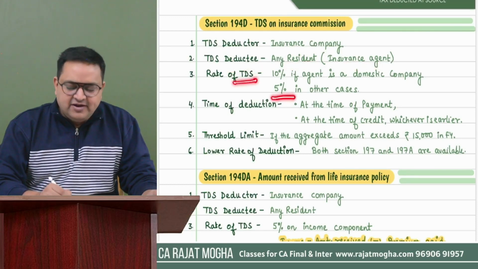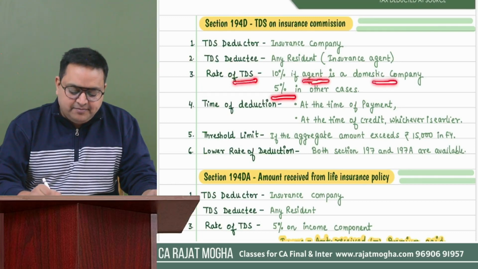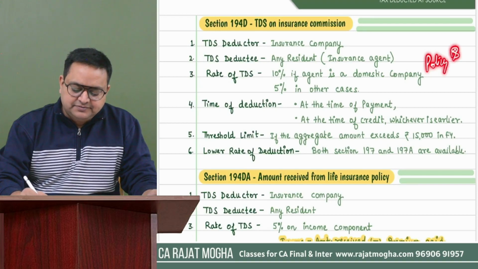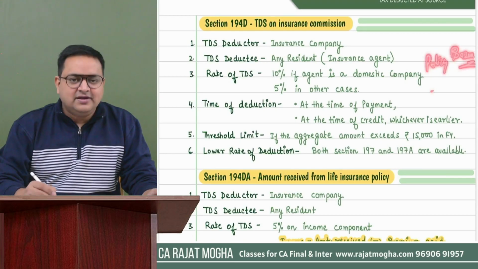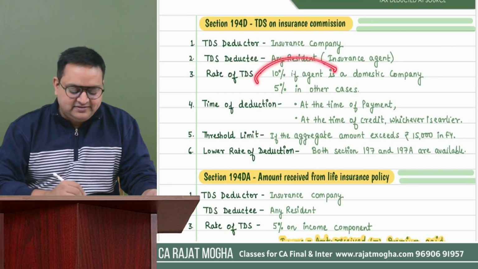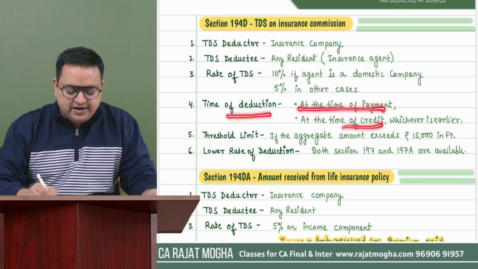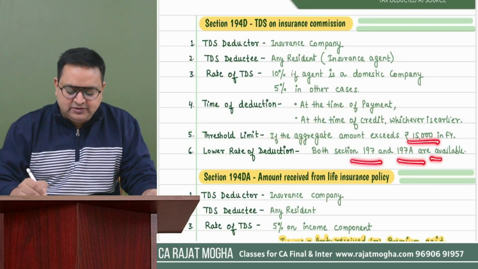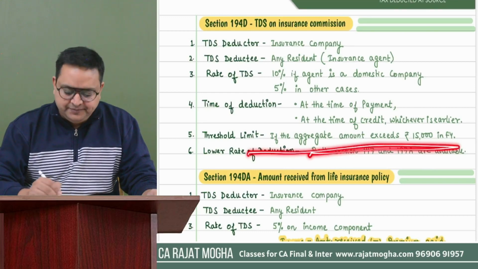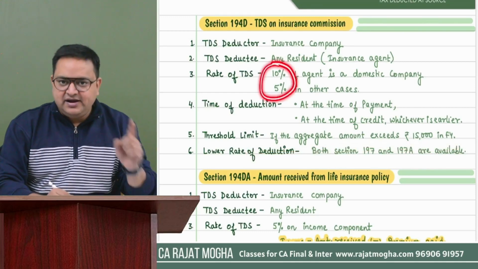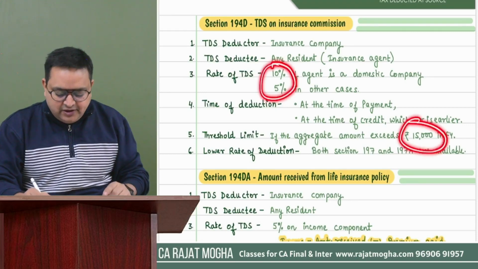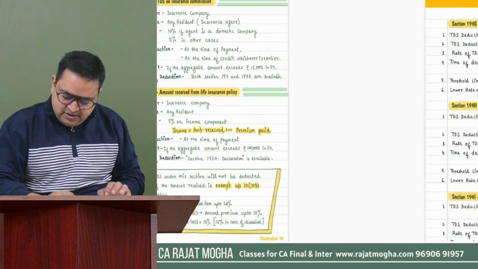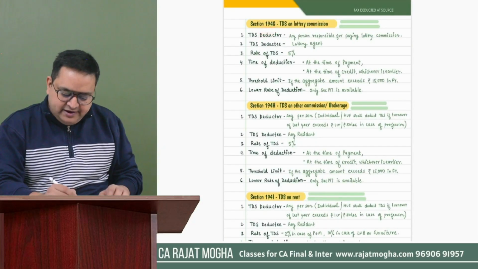The rate of TDS is generally 5%, but if that agent is a domestic company, let's say for example Policy Bazaar, so you can write it over here, example Policy Bazaar, then 10% TDS rate will be deducted. Time of deduction is the time of payment or credit, whichever is earlier. The threshold limit is 15,000, and 197, 197A both are applicable. This is not that important, right? But yes, the 5% and 10% rate is important. Please remember this. And the threshold limit of 15,000 is important. That was 194D. 194DA we will do in 2 minutes. First, let me read 194G and H.